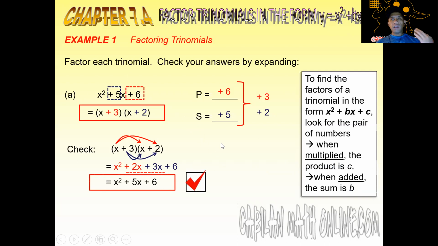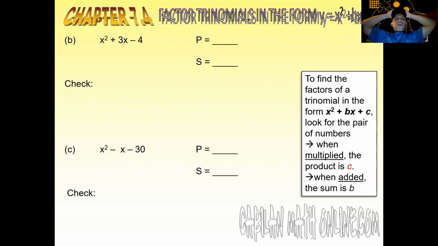Now, where it gets a little bit tricky is once you throw negatives all over the place. So let's start off with the next one. We have x squared plus 3x minus 4. Remember, when you're given an expression, the product is always just the number on its own, and in this case we have to include the sign that's in front. So the product for this expression is going to be negative 4. Now the sum again is the number attached to the x, and that also includes the sign. So that's going to be plus 3.